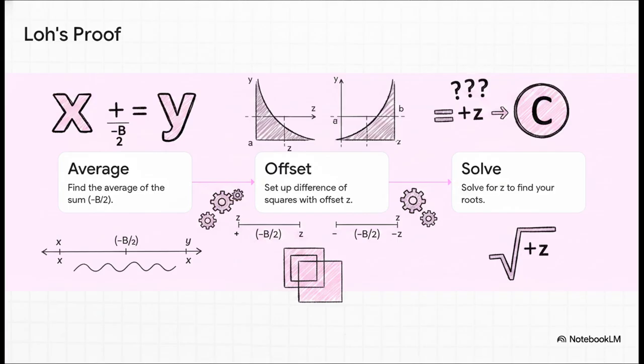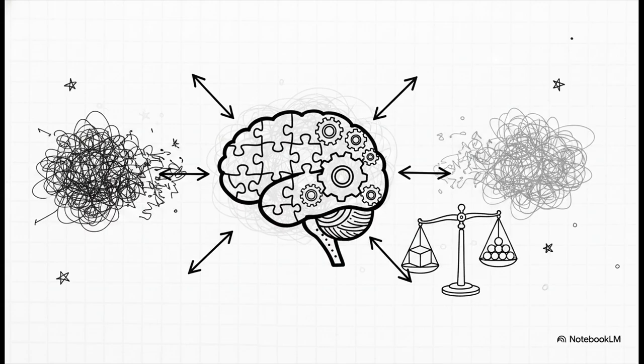Okay, I know that might sound a little abstract, so let's look at exactly how beautifully this works in practice. Let's apply it directly to a real example. X squared minus 2x plus 4 equals 0. Since the sum of our roots is 2, the average of that sum is simply 1. So we set up our offset equation. 1 minus z times 1 plus z equals our product, which is 4. That expands super easily to 1 minus z squared equals 4.